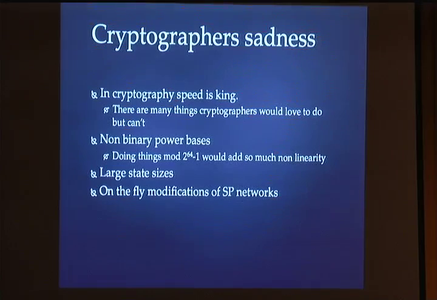In cryptography, speed is king. That means you can't do non-binary power, or like base powers. You can't do 2 to the 64 minus 1. Like, that will break a lot of SAT solvers due to state expansion. I will never be allowed to do that, or somebody will kill me. And you can't do on-the-fly modification of SP networks, which you can do as a human.